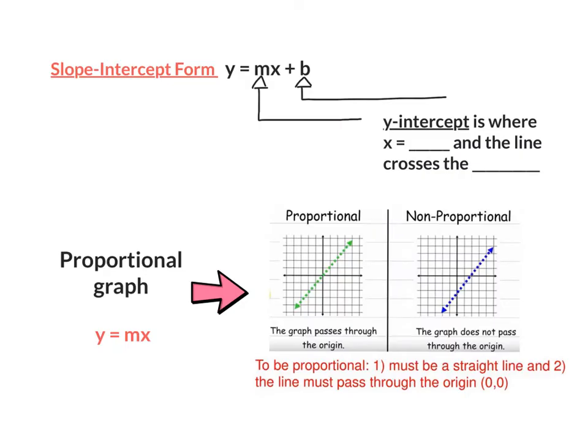Slope-intercept form of an equation is written as y equals mx plus b, where m is the slope and b is the y-intercept. Now the y-intercept is where x equals 0 and the line crosses the y-axis.